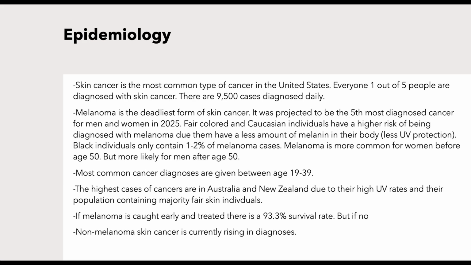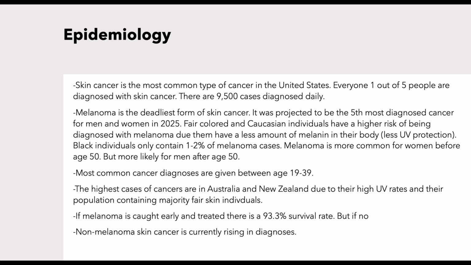Epidemiology and statistics. Skin cancer is the most common type of cancer in the United States. 1 out of 5 people are diagnosed with skin cancer. There are 9,500 cases diagnosed daily. Melanoma is the deadliest form of skin cancer. It is projected to be the 5th most diagnosed cancer for men and women in 2025.